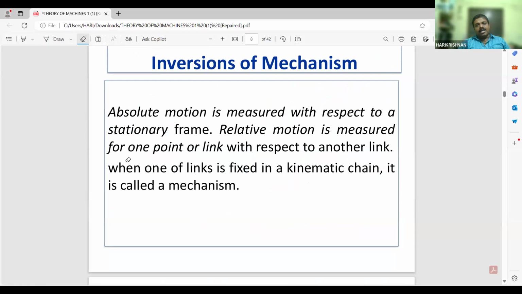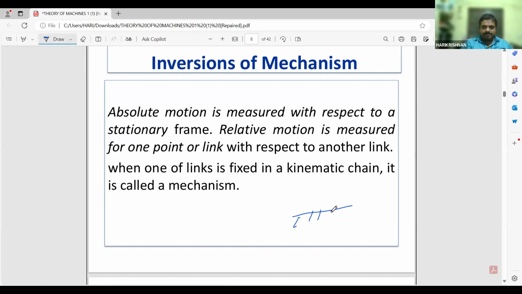So the next topic we are going to study is inversions of mechanism. Before going to that, what do we mean by absolute motion? If you are having a frame like this, this is A, and when you are measuring motion with respect to this fixed frame, it is known as absolute motion.